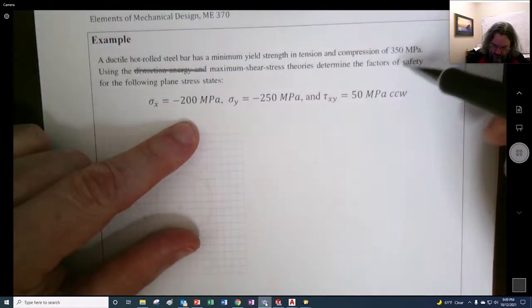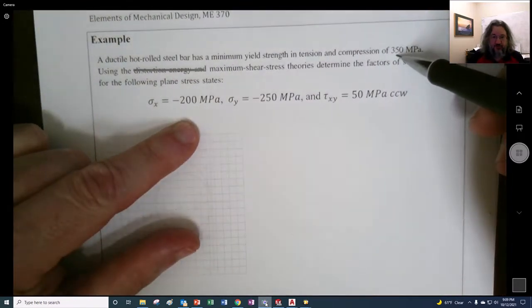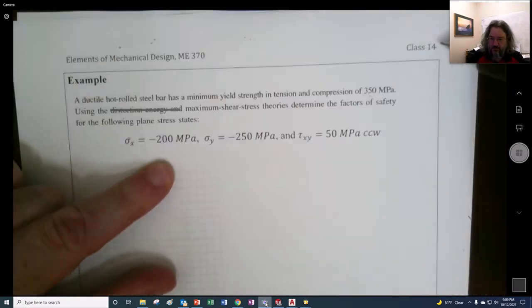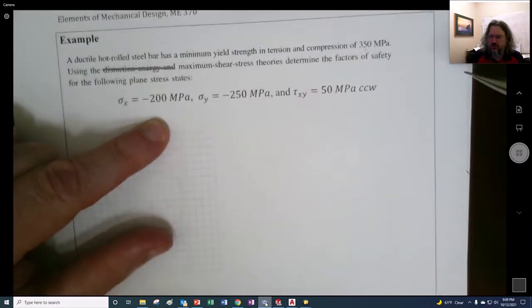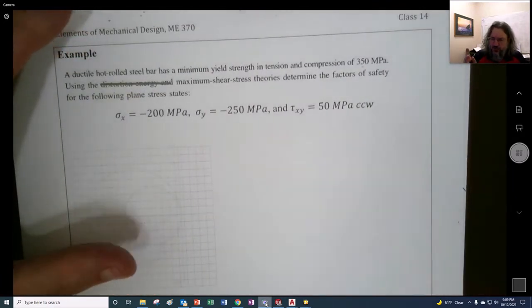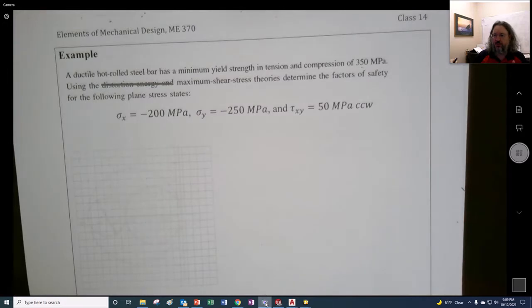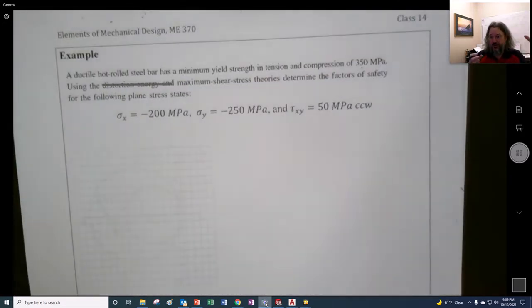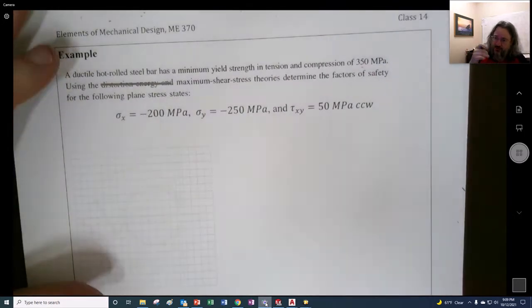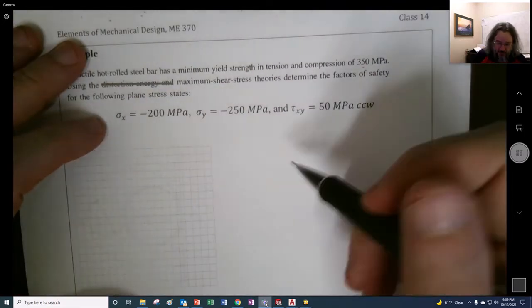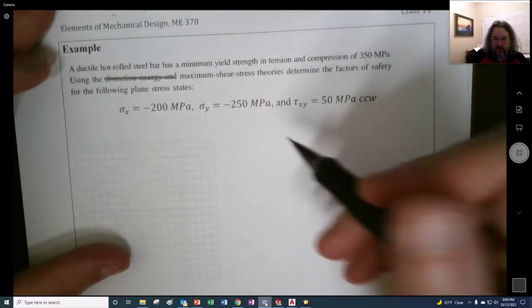All right, so here we have another one with the 350 megapascals. By the way, this is class 14. This is the third example. I picked out three examples so that one of them would be on the tension side, one would be on the compression side, that's this one, and one would be kind of overlapping in the tension and compression side. Right? So that was the game plan here.